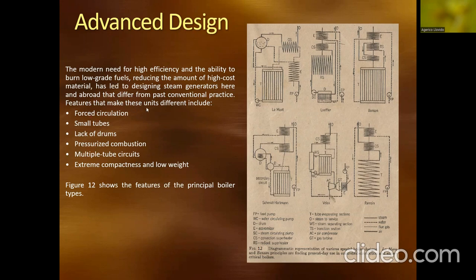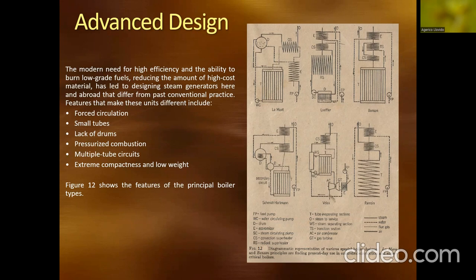Features that make these units different include a forced circulation, small tubes, lack of drums, pressurized combustion, multiple tube circuits, extreme compactness, and low weight. So figure 12 shows the pictures of the principal boiler types. Okay, so andito yung Lamont, Loeffler, Benson, Schmidt-Hartmann, Velox, and Sulzer.